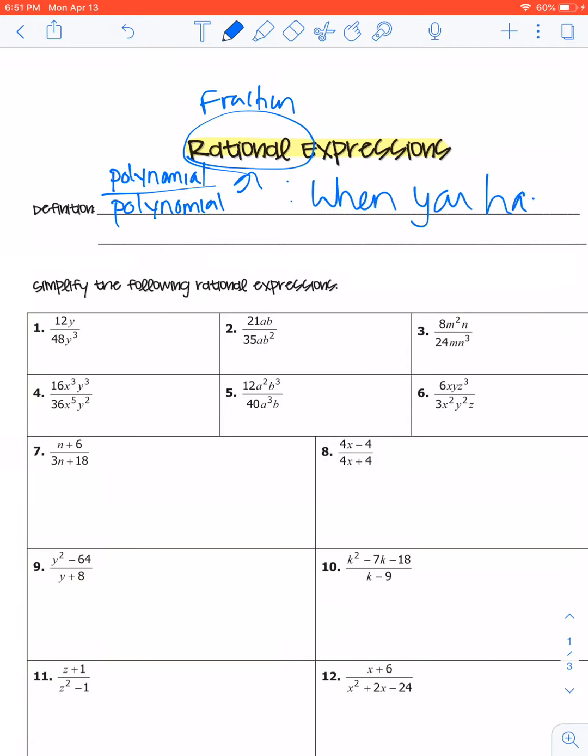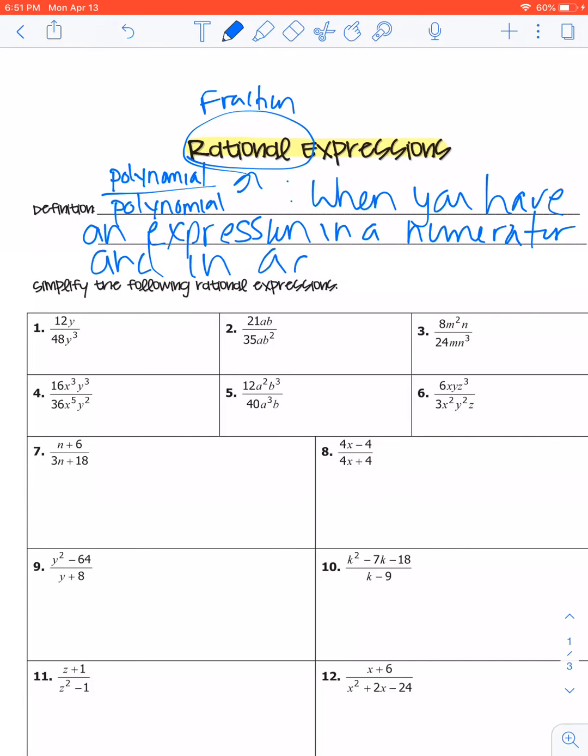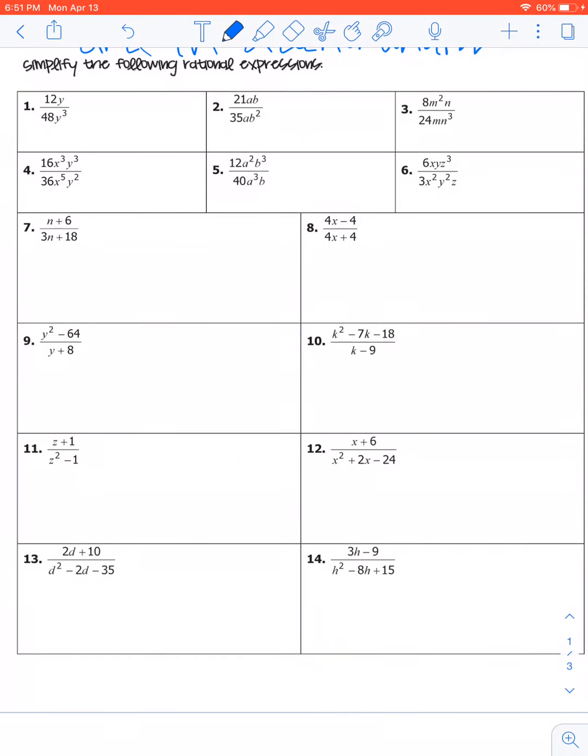you have an expression in a numerator and in a denominator. So I want you to notice how all of the work that we're going to be doing has to do with fractions, but don't fret. This section isn't too bad to deal with. If anything, it's more of a factoring review than anything else.